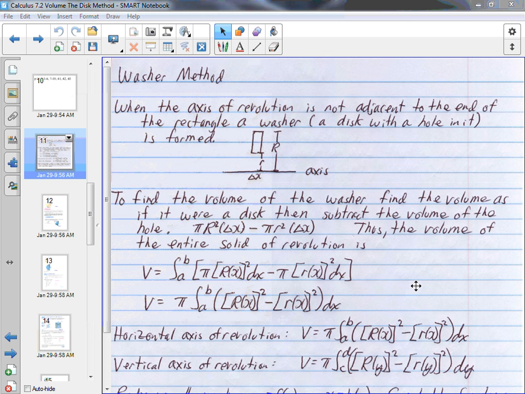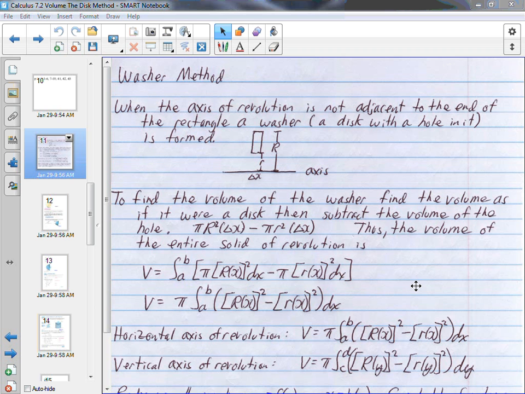Okay, so when the axis of revolution is not adjacent to the end of the rectangle, a washer, which is a disc with a hole in it, is formed. To find the volume of the washer, find the volume as if it were a disc, then subtract the volume of the hole. So we've got pi, and then capital R stands for the outer radius squared dx, minus pi, little r stands for the inner radius squared dx. So that's the volume of, think of it as a big cylinder, little cylinder, right? The little cylinder being the hole, the hollow part that needs to be subtracted out.